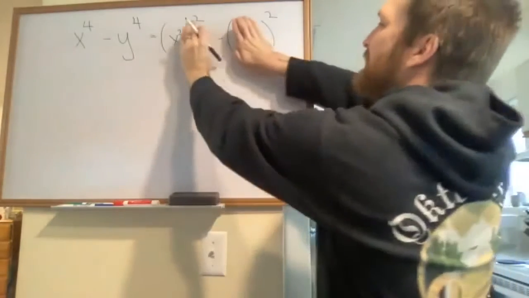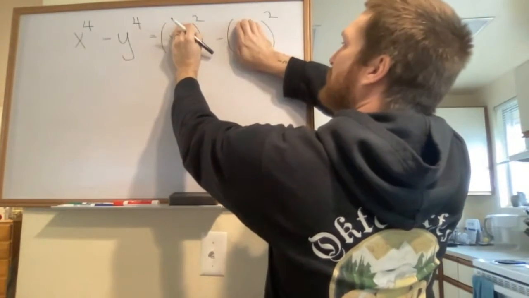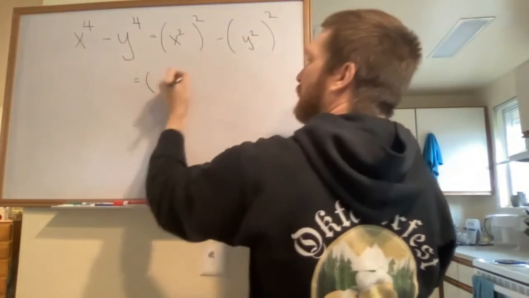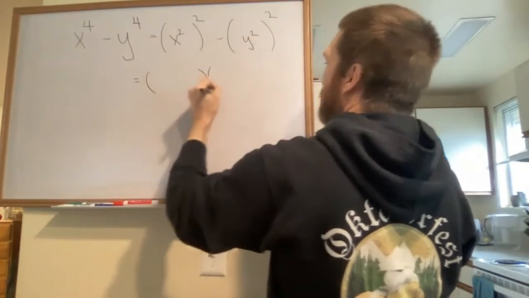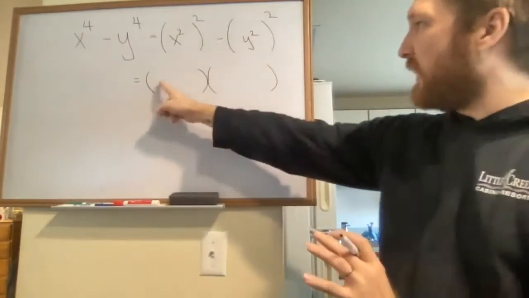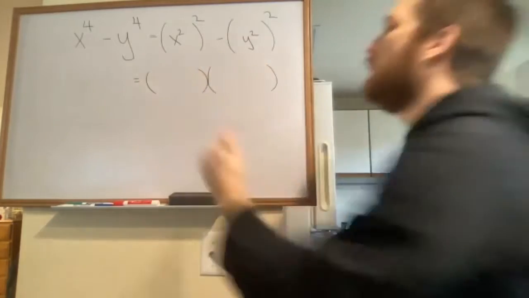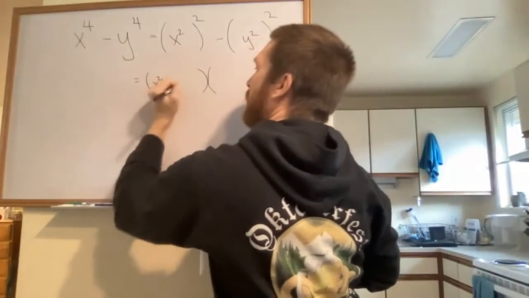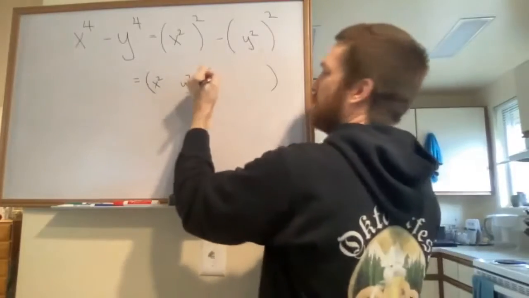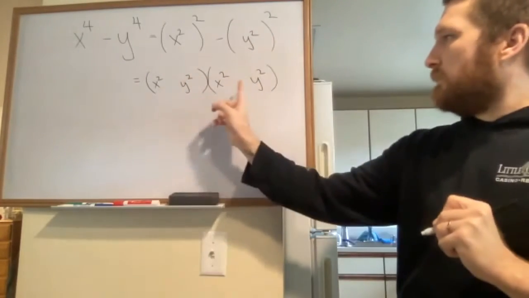Now, this is a difference of squares. So what do I write? We have two parentheses. And what goes in for here and here? X squared and y squared. Okay, so x squared, y squared. What about in here and here? X squared, y squared. And now what? Plus and minus.